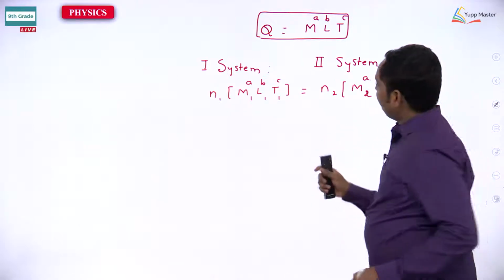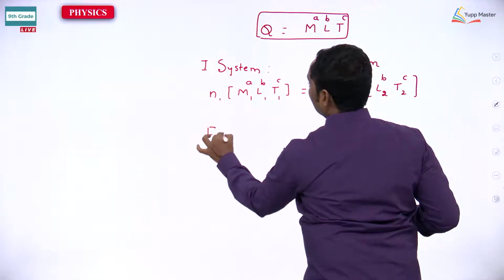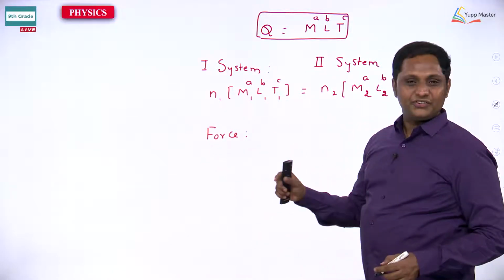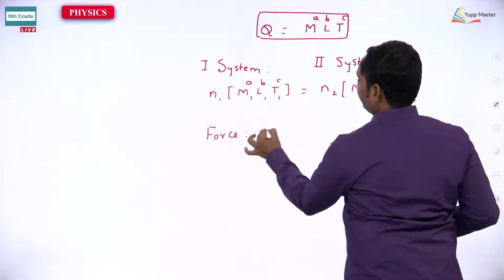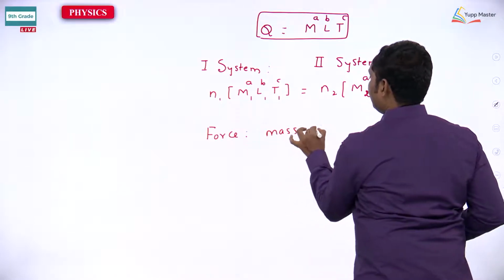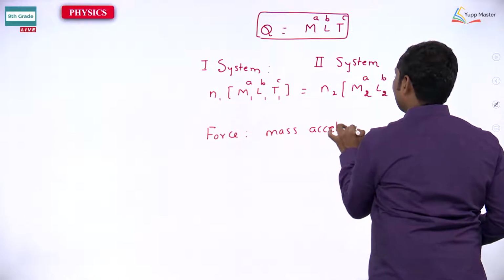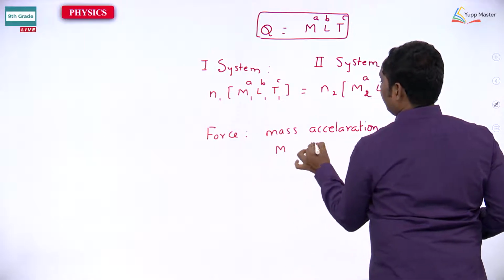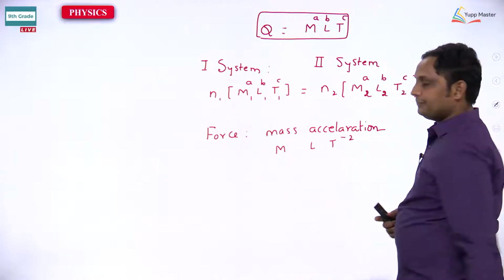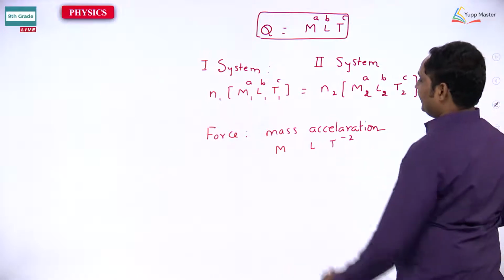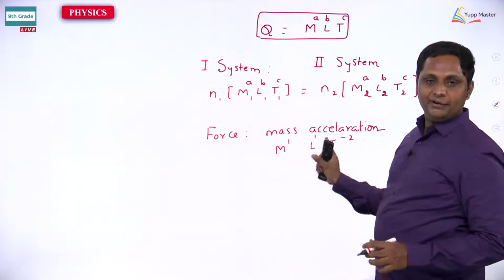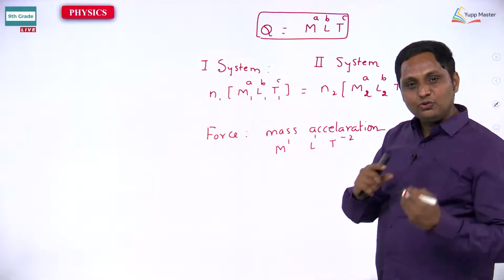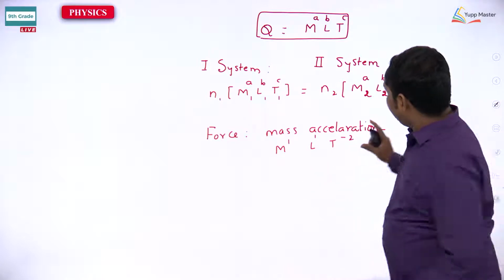It is going to be very clear. I will give an example: if you want to represent force, it depends on mass and acceleration. We have to take mass in terms of M, and acceleration in terms of L and T. The powers are going to be 1, 1 and minus 2. For T, its power is going to be minus 2, all right.